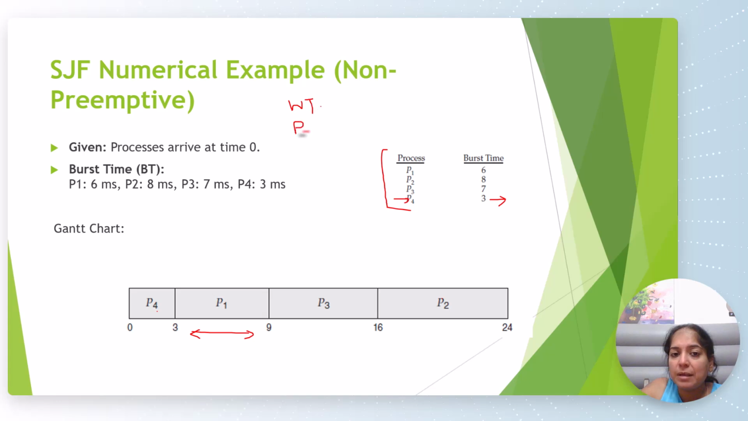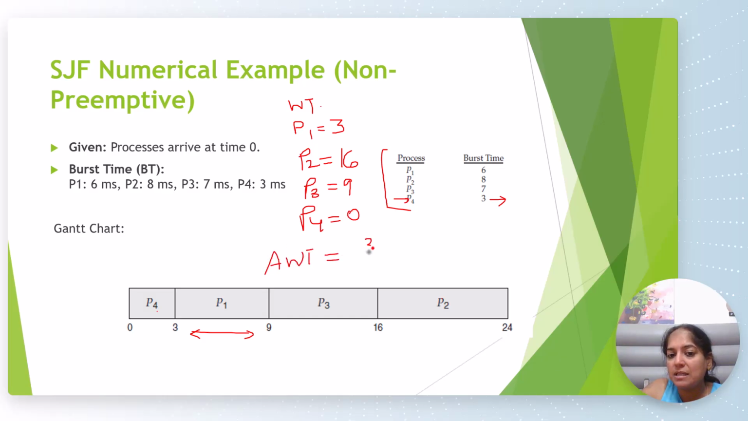what is the waiting time here for process P1? P1 has to wait for 3 milliseconds. What is the waiting time for process P2? P2 needs to wait for 16 milliseconds. The waiting time for P3 is 9 milliseconds and the waiting time for process P4 is 0 milliseconds. So the average waiting time is 3 plus 16 plus 9 plus 0 divided by 4.